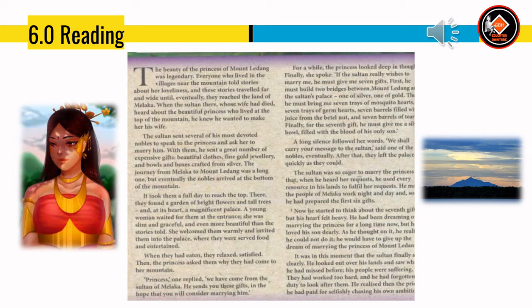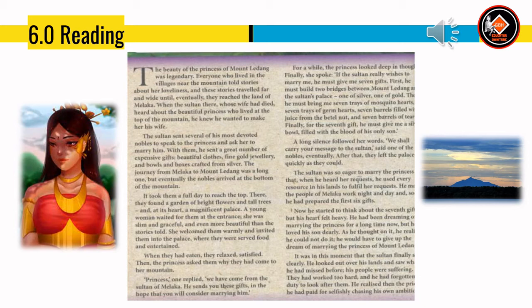The Princess of Gunung Ledang. The beauty of the Princess of Mount Ledang was legendary. Everyone who lived in the villages near the mountain told stories of her loveliness, and these stories traveled far and wide until eventually they reached the land of Malacca. When the Sultan there, whose wife had died, heard about the beautiful princess who lived at the top of the mountain, he knew he wanted to make her his wife.